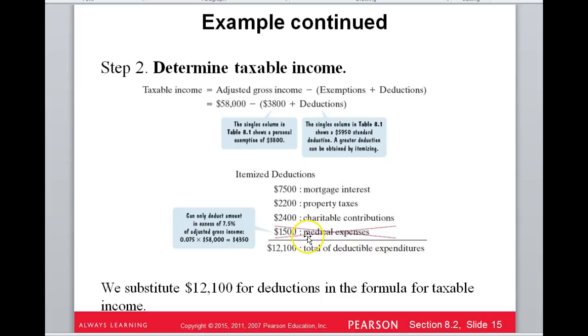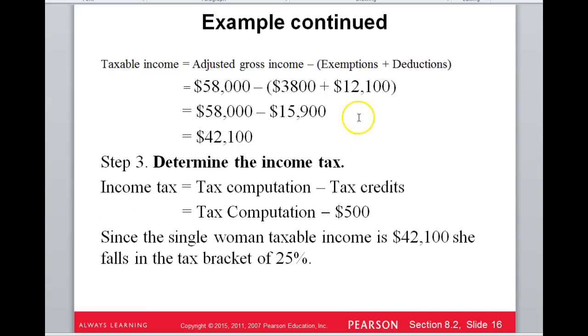get her taxable income. But still, just the very first item, the mortgage interest itself, is higher than the standard deduction. So it is going to be more beneficial for her to use an itemized return rather than a standard deduction. So we're going to take away $58,000 minus the $3,800 exemption that she's allowed to take, and then the $12,000 is going to be the itemized deduction that comes out of there. Okay, so we're going to take that off.